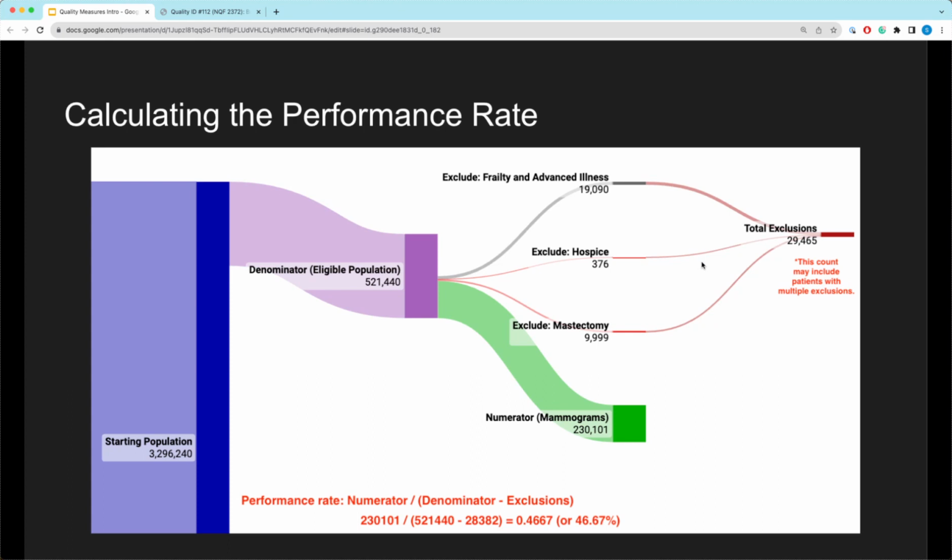So calculating the performance rate, this is bringing it all together. So the performance rate calculation is numerator divided by the denominator minus the exclusions. So again, our numerator, we found 230,000 mammograms, and this is divided by the 521,000 in our denominator minus the 28,000 exclusions we found, and that equals a rate of 0.4667 or 46.67%.